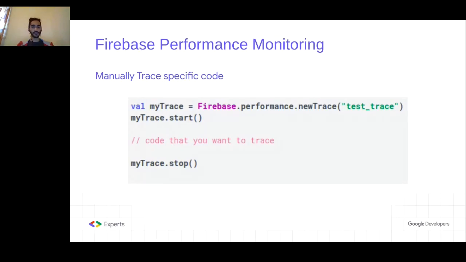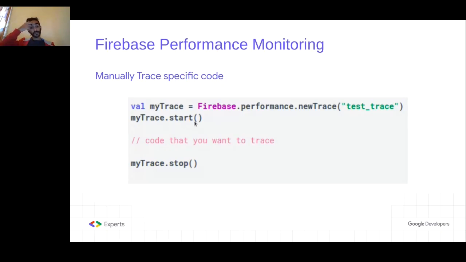But in case you want to do a manual trace for some other operation, for example, if you're reading from a database and you want to see how long it takes to do that operation, to read it, you can create manual traces in your code. So you do that by calling firebase.performance.newTrace, and then you give it a name. In this case, I'm calling it test trace, but we could rename it to something like, for example, read database trace.